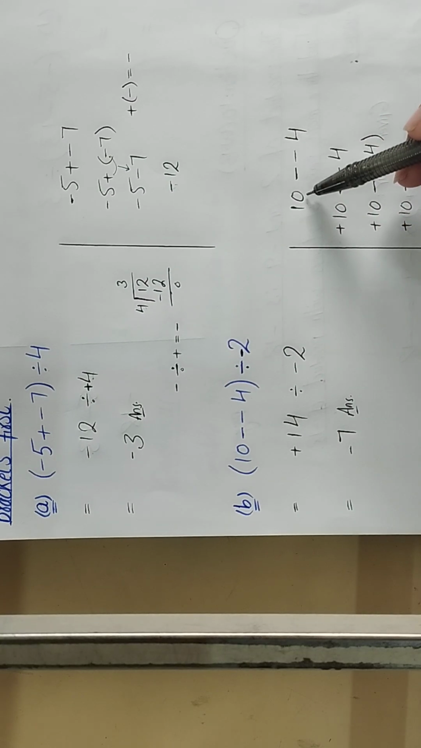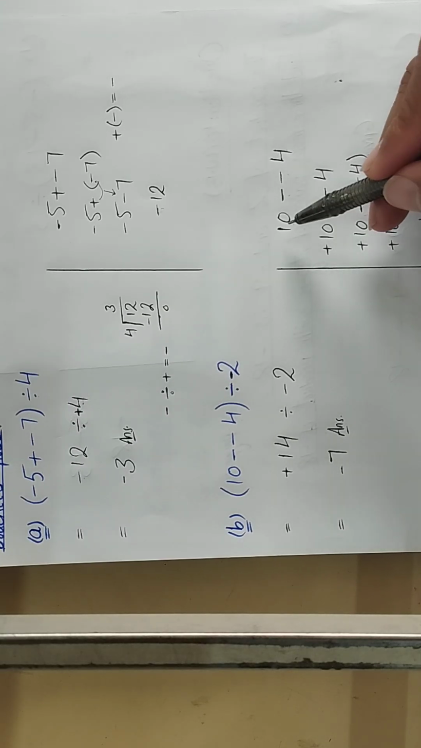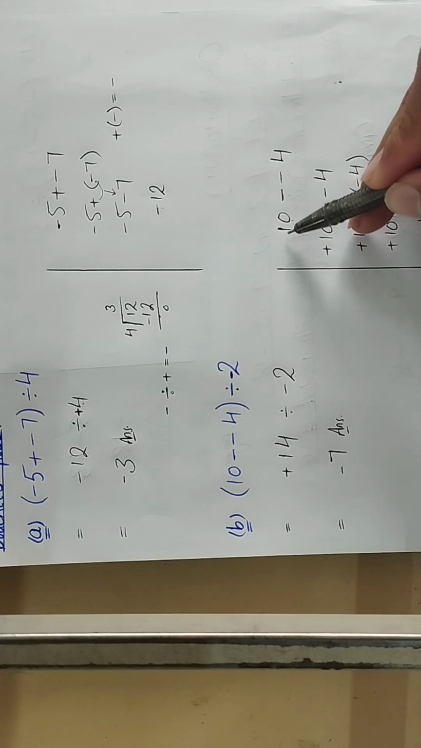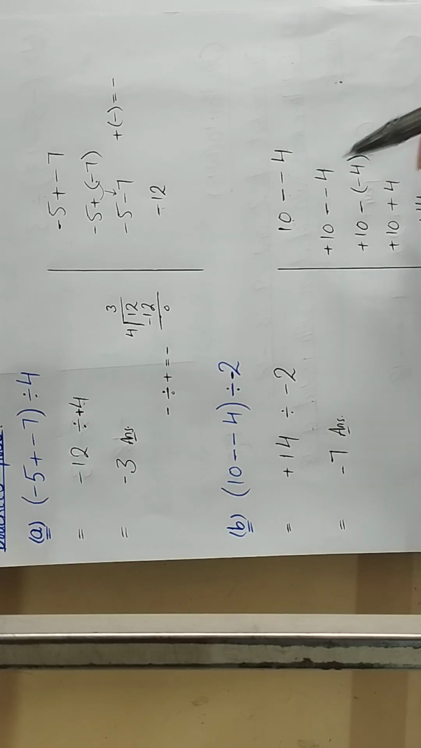Take this calculation here to solve it first. 10 minus minus 4. Now you can see that there is no sign with 10. No sign means plus sign. So this one is a positive integer. I can write a plus sign with it because no sign means plus sign here. Always remember this. So this one is plus 10 minus minus 4.